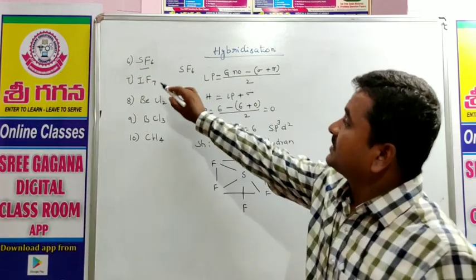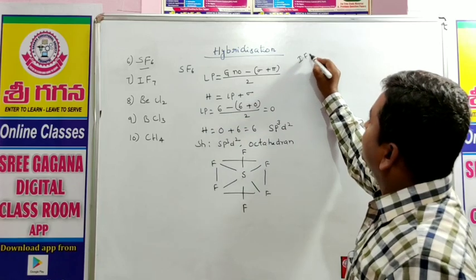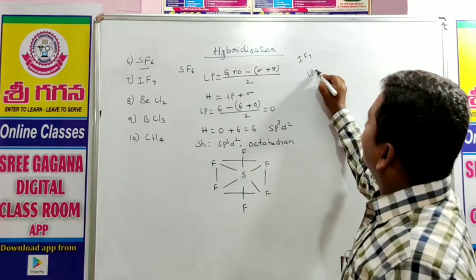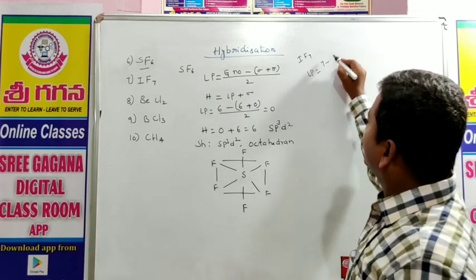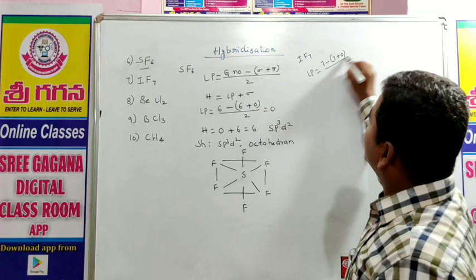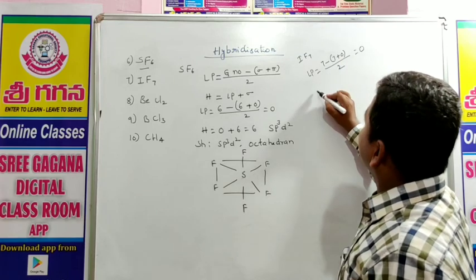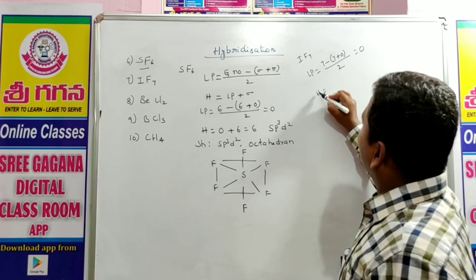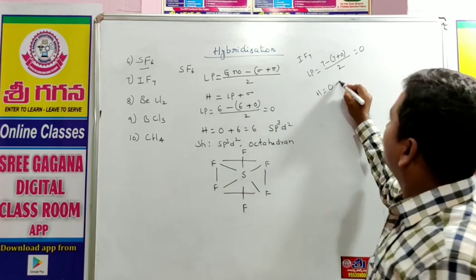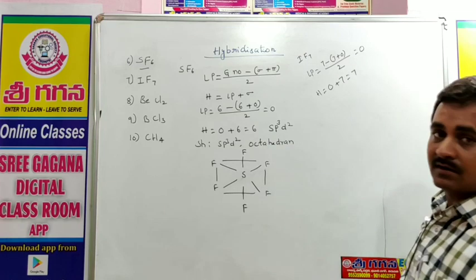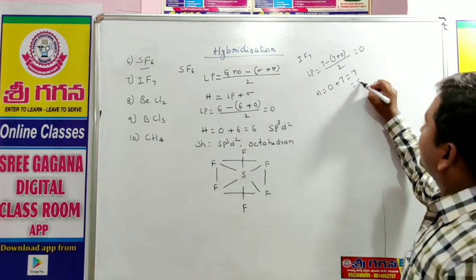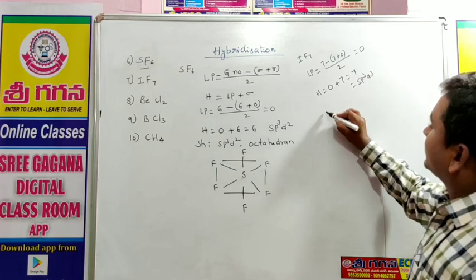Let us find the hybridization in IF7. Find lone pairs of electrons: group number of iodine is 7, 7 sigma bonds, 0 pi bonds by 2. We will get 0 lone pairs. And hybridization will be lone pairs plus sigma bonds, 0 lone pairs, 7 sigma bonds, we will get 7. If you get 7, that will be sp3d3.